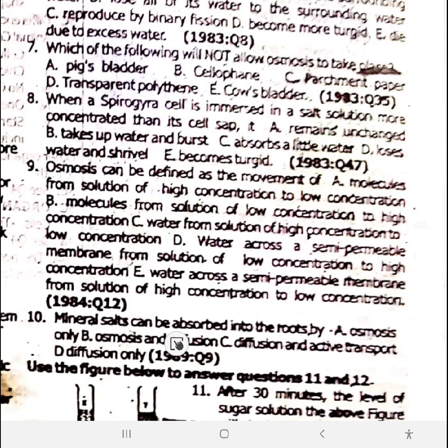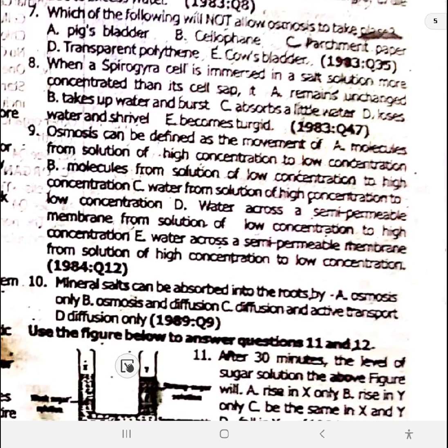10. Mineral salt can be absorbed into the root by, let's see, D, no, not D. It's absorbed into the root by diffusion and active transport. 10 is option C. Please, let's write down. Diffusion is a form of passive transport because no energy is needed. 11.